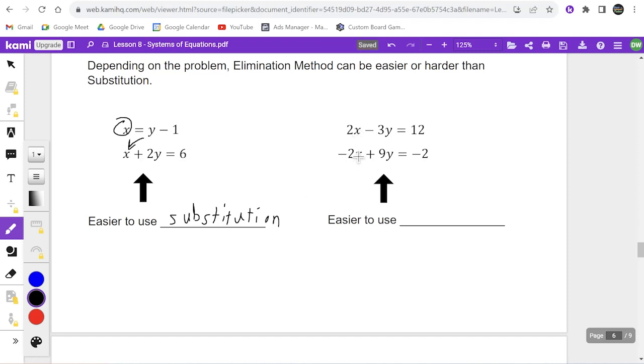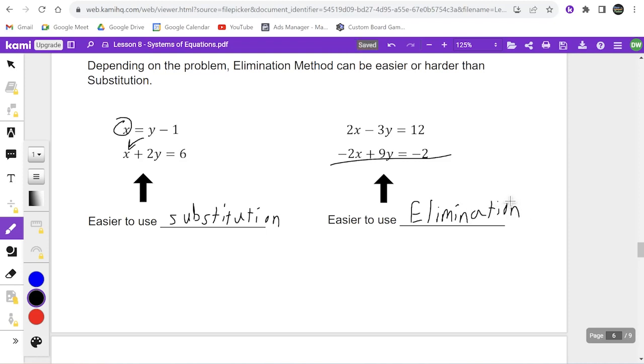If you look at the right equation, this would take forever to solve for x or y. And even more importantly, the equation is lined up perfectly to add the equations together. Whenever you can add the equations together, it's easier to use elimination.